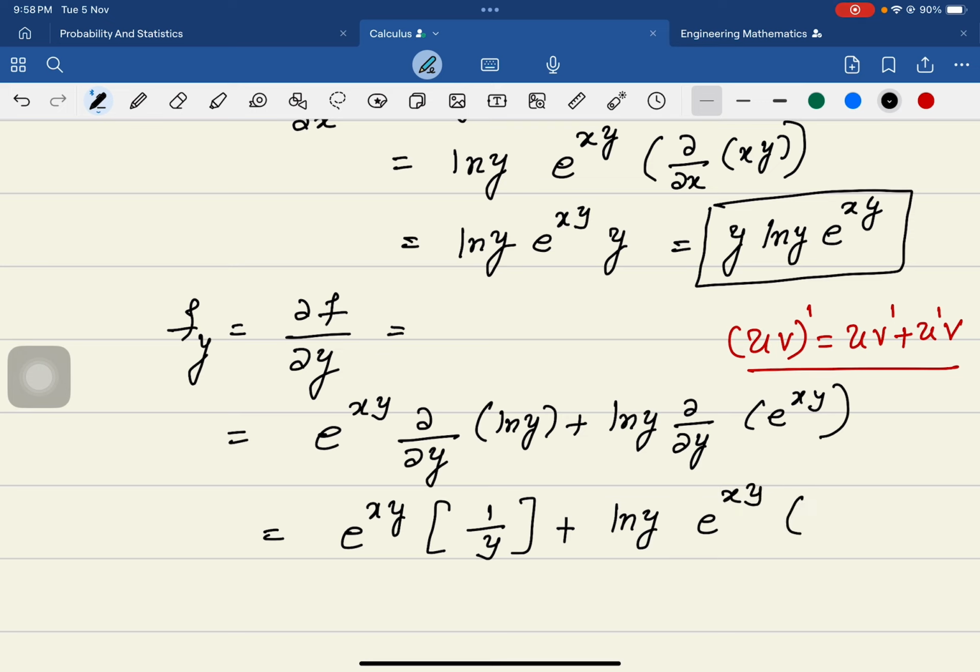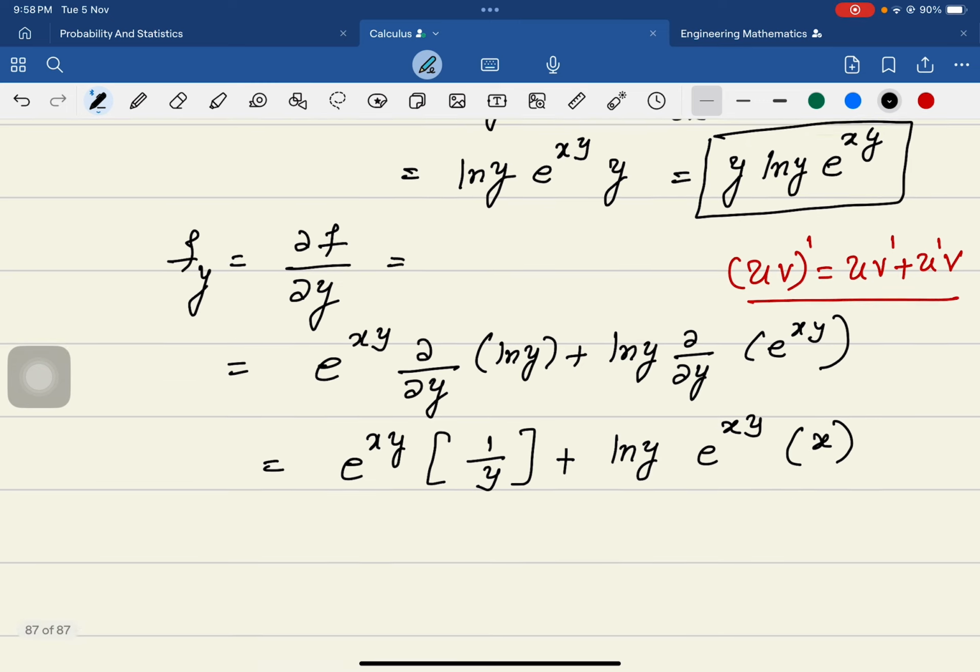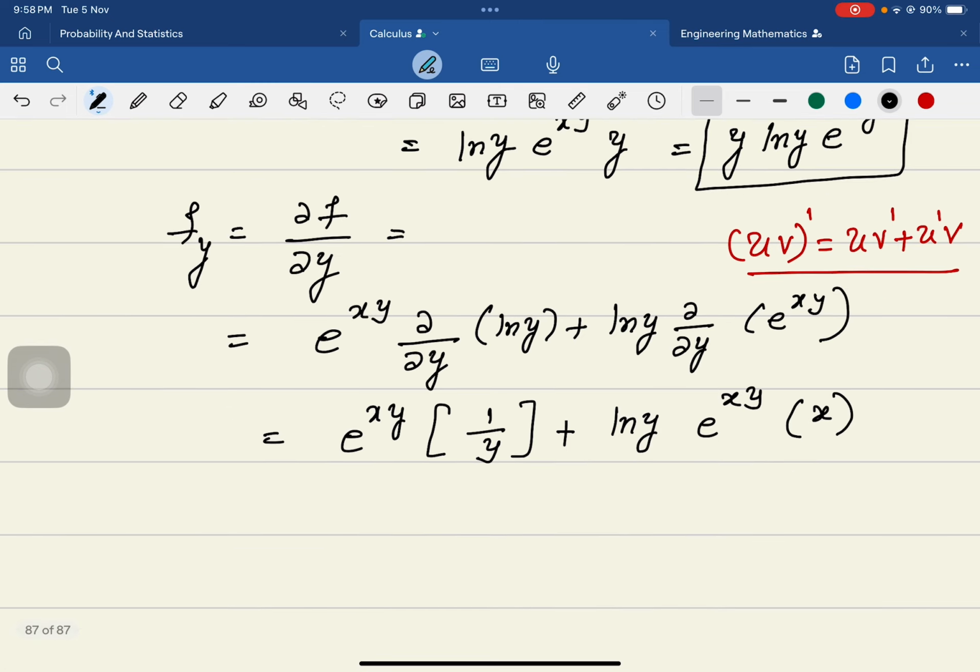Now again the chain rule. With respect to y, what is the derivative of xy? It is x. So we are applying the product rule as well as the chain rule. So e raised to xy over y plus x times ln y times e raised to xy. This is your fy. I hope you could understand.